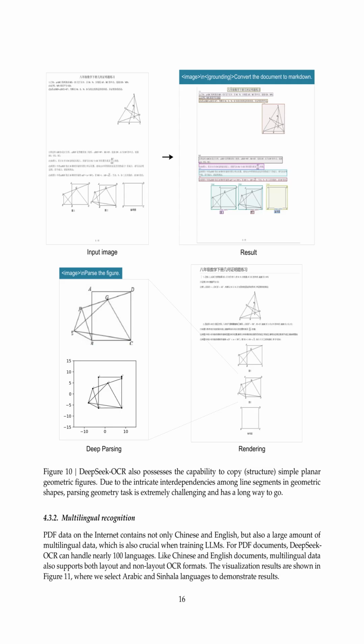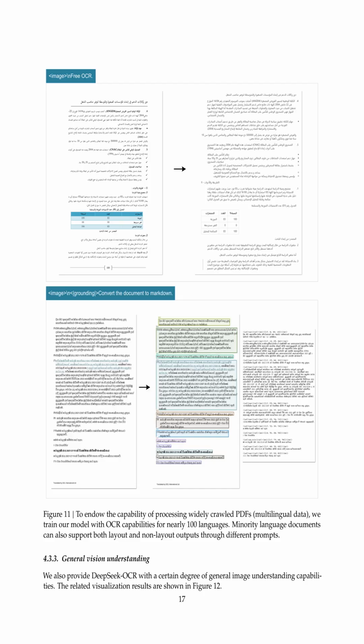4.3.2. Multilingual recognition. PDF data on the Internet contains not only Chinese and English, but also a large amount of multilingual data, which is also crucial when training LLMs. For PDF documents, DeepSeek-OCR can handle nearly 100 languages. Like Chinese and English documents, multilingual data also supports both layout and non-layout OCR formats. The visualization results are shown in Figure 11, where we select Arabic and Sinhala languages to demonstrate results. Free OCR. Convert the document to Markdown.